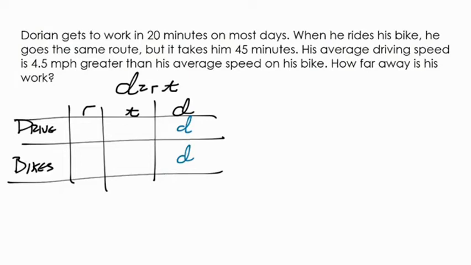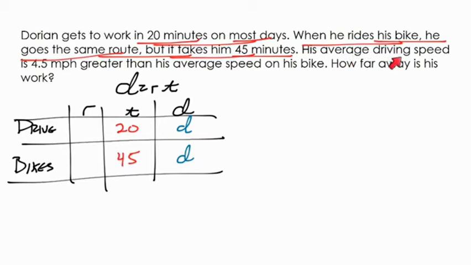It says Dorian gets to work in 20 minutes most days, but when he rides his bike, he goes the same route, but it takes him 45 minutes. So when he drives, it takes him 20. When he bikes, it takes him 45. Now, we're going to come back to these in a minute, and you'll see why in just a second. But for now, let's leave it as that.